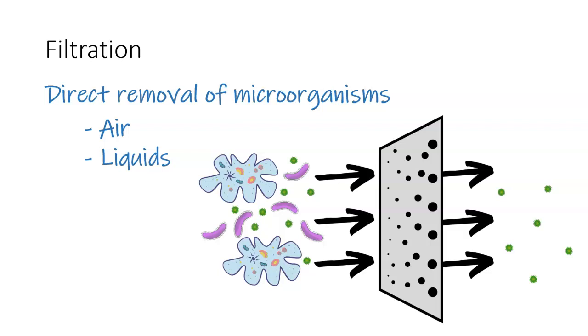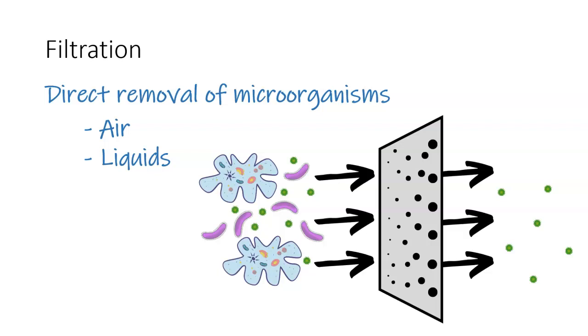And then membrane filtration, on the other hand, can be used to remove microorganisms from heat-sensitive liquids. Some liquids can't be heated without being destroyed, so we can't autoclave those liquids, but instead we can filter them. And filtration allows for us to remove microorganisms without affecting the quality of that particular liquid.